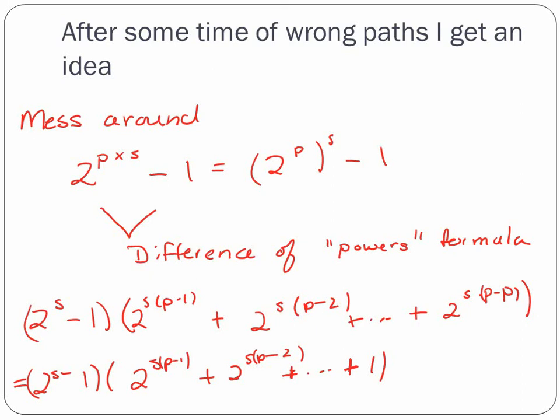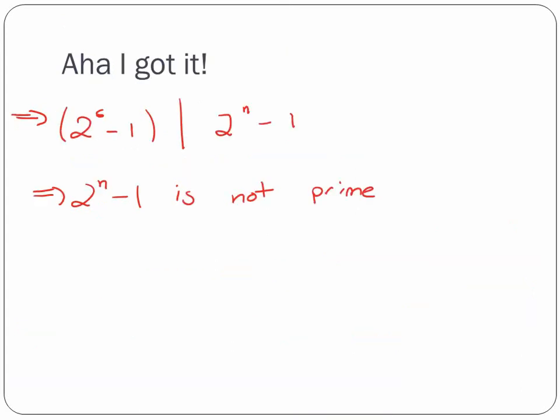I wrote that poorly again. And I found out, what can I do with that? Well, I can start factoring. And there's my number at the end. I've got a factor. So I've got something that divides 2 to the n minus 1. So 2 to the n minus 1 cannot be prime.